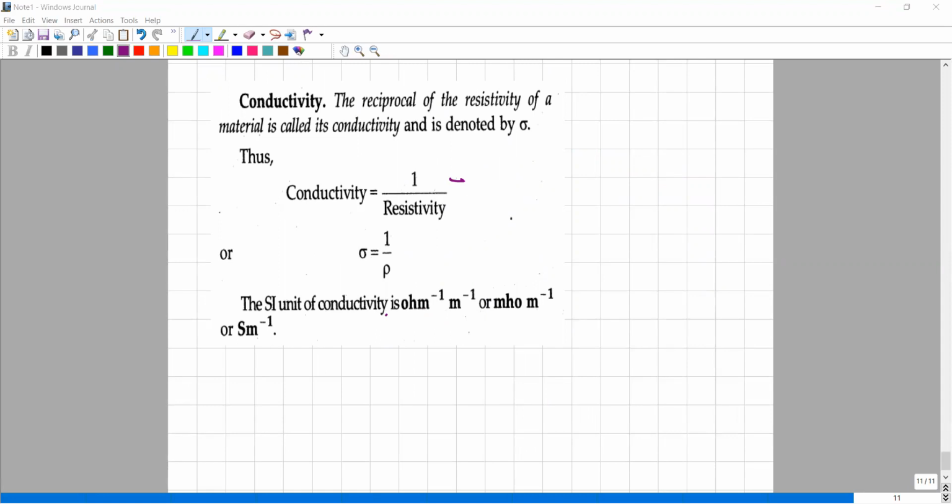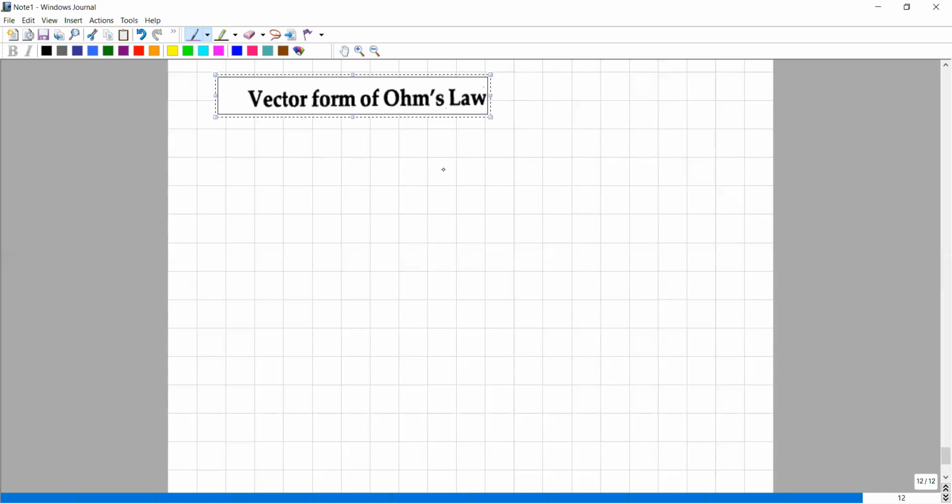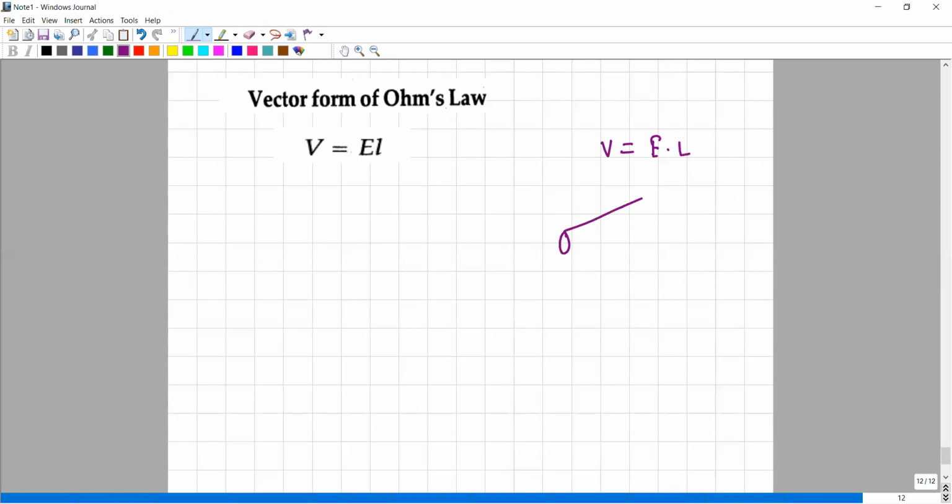Then we come to something called the vector form of Ohm's law. From the potential gradient formula, you already know this: potential difference delta V is equal to E dot dr. You can change this expression a bit. Potential is equal to the electric field times the length of the conductor. In the case of a conductor, r becomes the length of the conductor itself, and then you can find the potential difference between these 2 points. So basically V is equal to E into L.